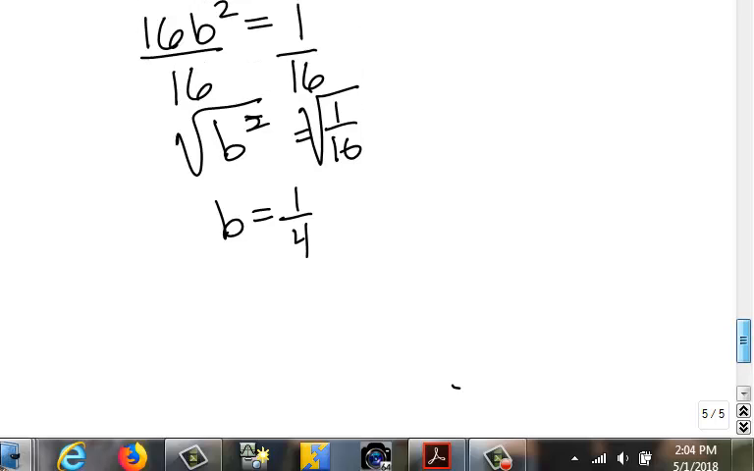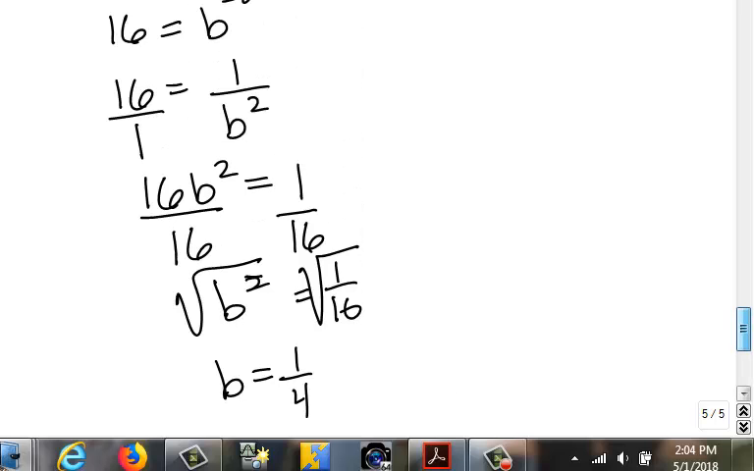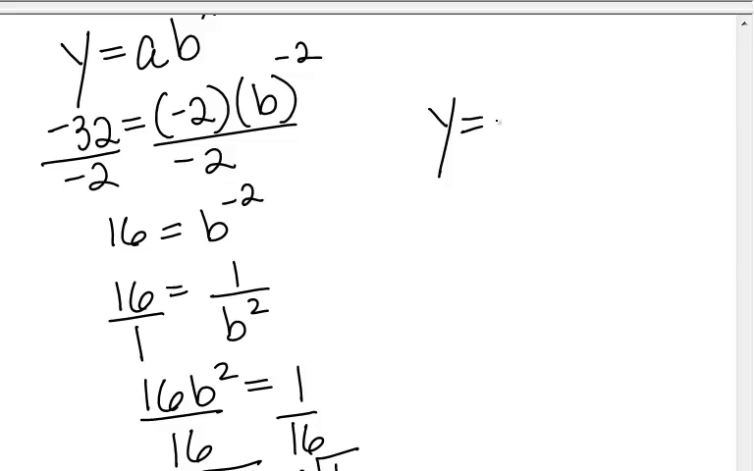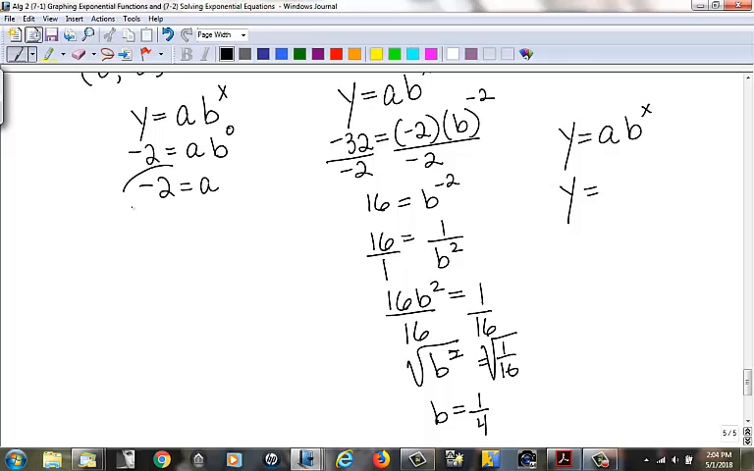You might look at the answers in the book. So b equals 1/4. You're not done. Now you go back and write the equation. This is the 3rd time you write the equation. y equals a b to the x. They want it in equation form, so you keep the y and the x. What you put in is the a that you solved for, negative 2, and the b that you solved for, 1/4, raised to the x power.